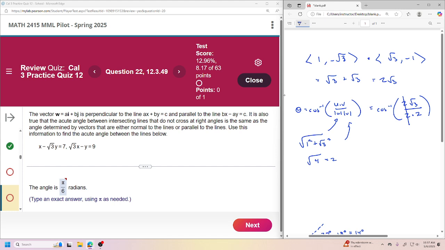And I don't even need a calculator for this one. When is my cosine equal to the bigger value? At 30 degrees, which is, again, pi over 6. You got it. So there you go. Cool?